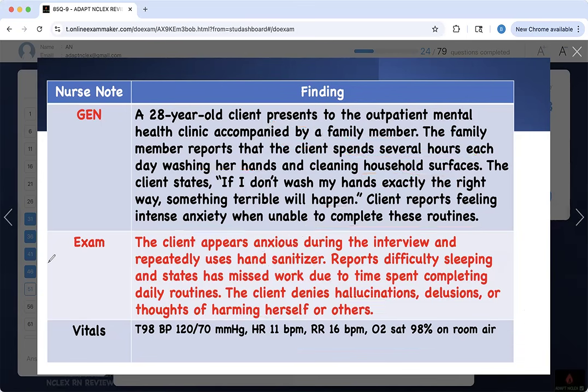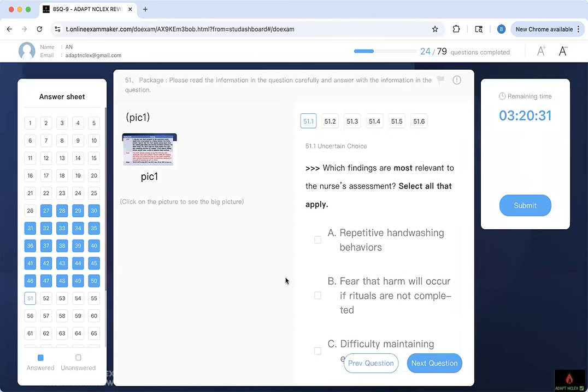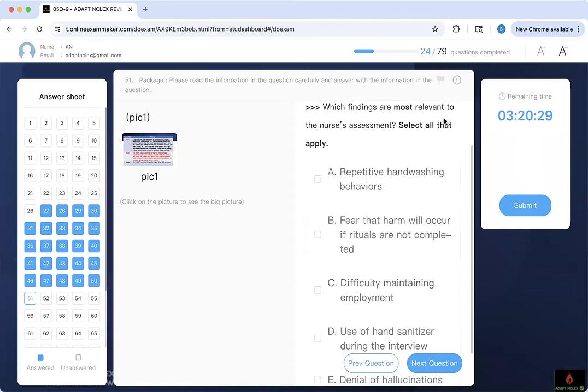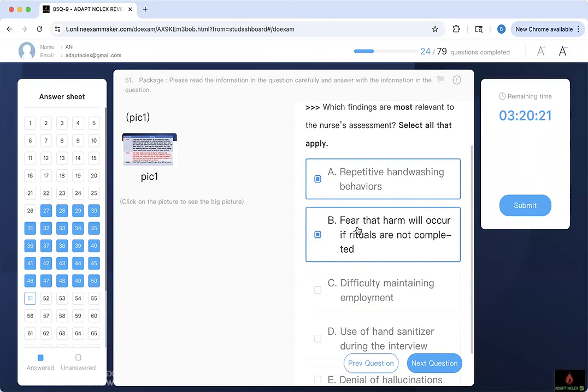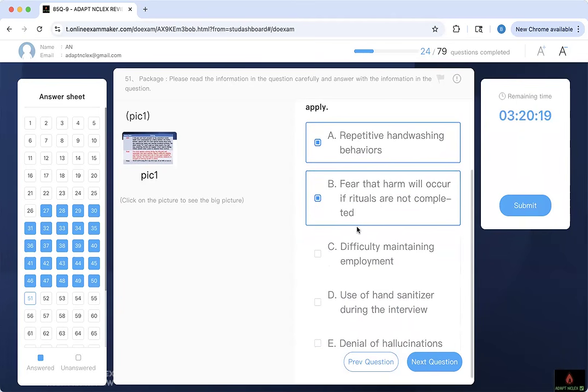I've given you everything to answer the question. And as you can see, this is obsessive compulsive behavior. Therefore, which findings are most relevant to the nurse when assessing him? What do you think? Washing your hands is relevant to me. Fear that harm is occurring and interfering is very important.